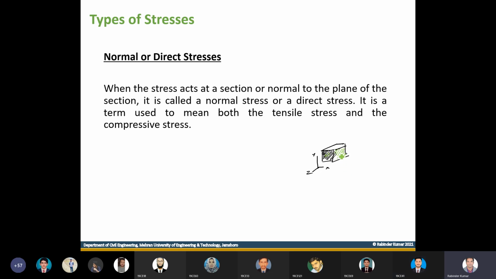ZY, sir. ZY plane, yes. Which plane is this? ZX. ZX plane, exactly. So see, these are the planes.